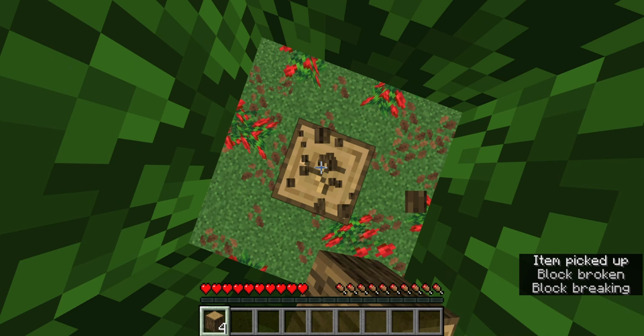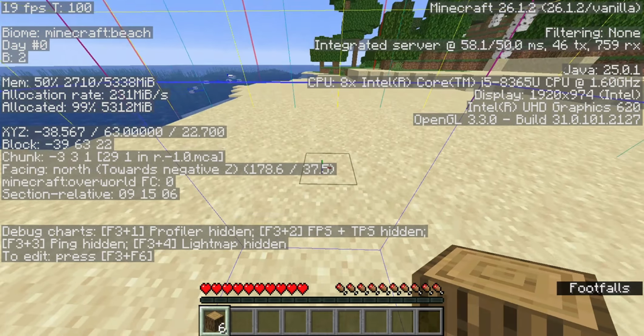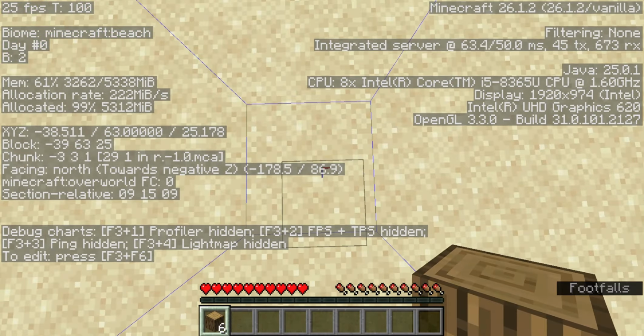By the way, what I'm actually trying to do right now is check for treasure chests, but I think I failed horribly.